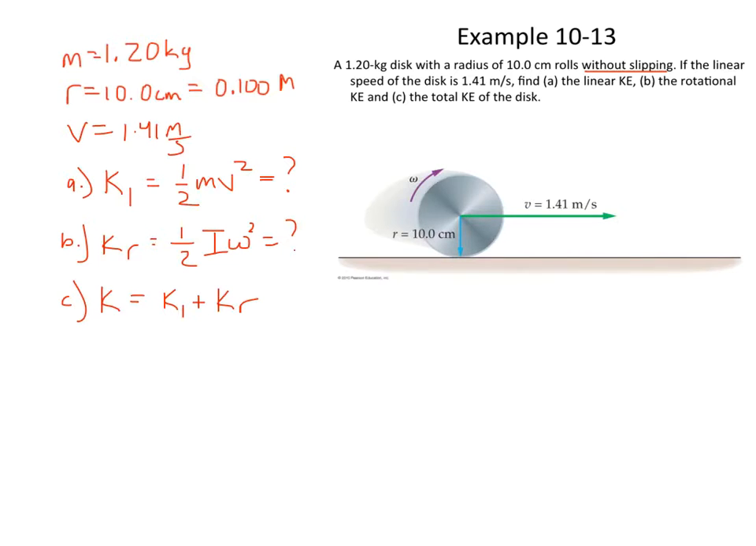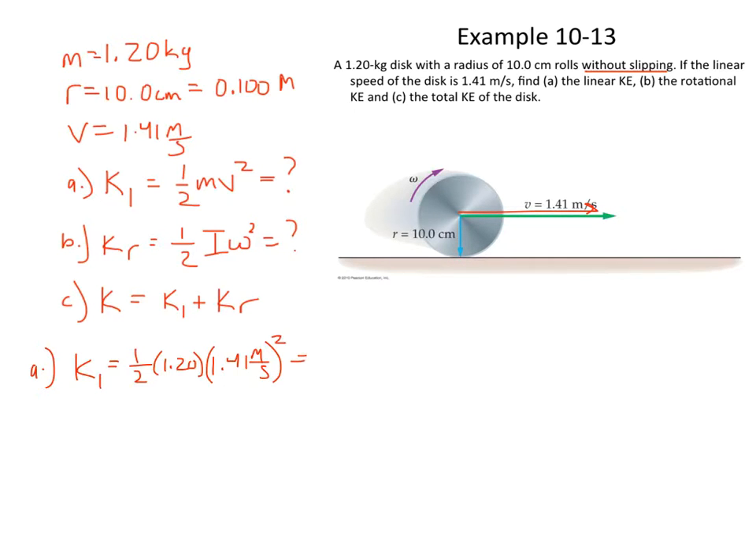Okay, so let's go ahead and plug our values in. So kinetic energy linear, 1/2 mv squared. Well, we have all that stuff. A, linear kinetic energy equals 1/2 mv squared, so the mass is 1.20 times the linear velocity, that's 1.41 meters per second. Because remember, the whole object is moving forward at 1.41 meters per second. We don't need to worry about radius just yet. It's simply mass times velocity squared.